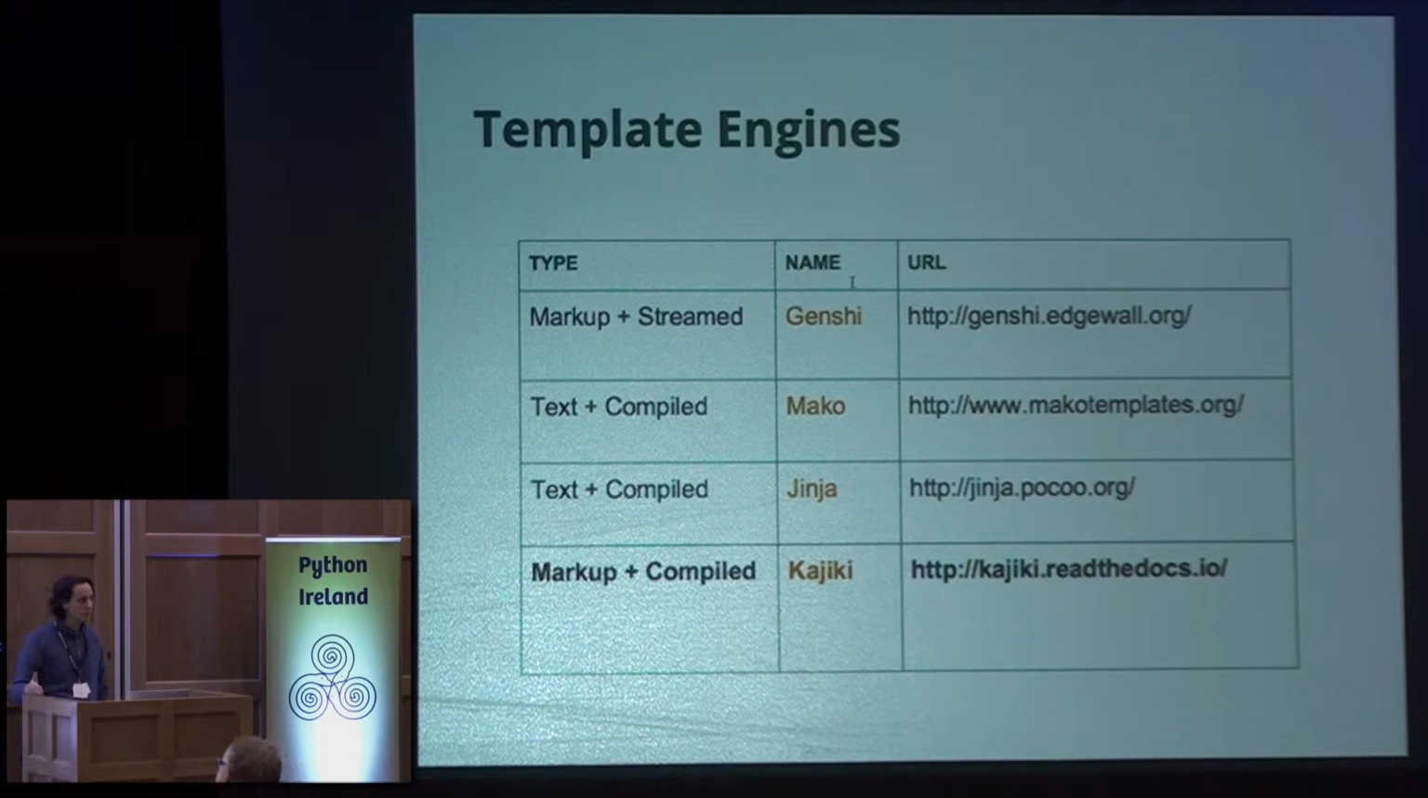And there is a difference between text engines and markup engines. Text engines don't care at all about what they are trying to compile, to render. That's just text for them. You could write JavaScript or HTML or CSS or whatever you want inside the Jinja template, and Jinja won't care at all.